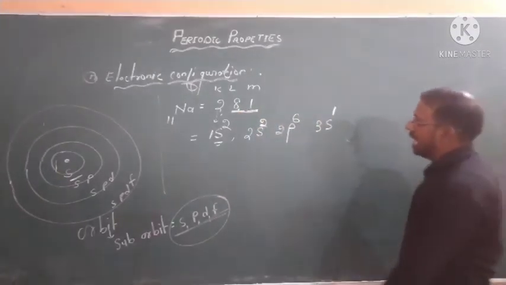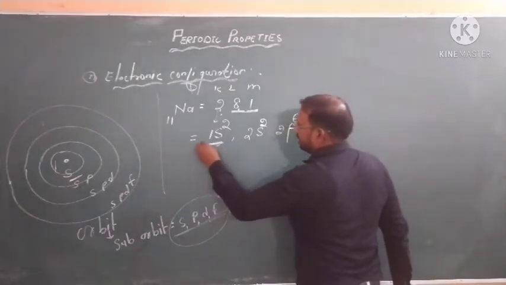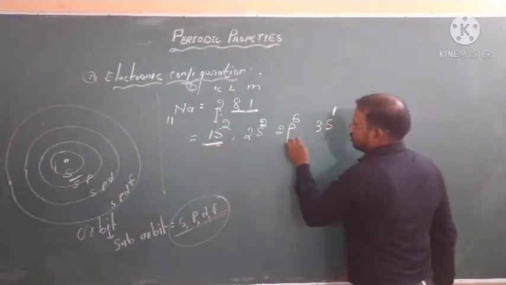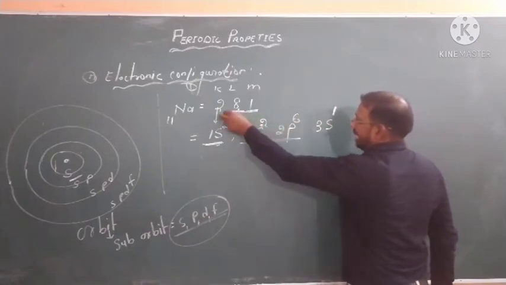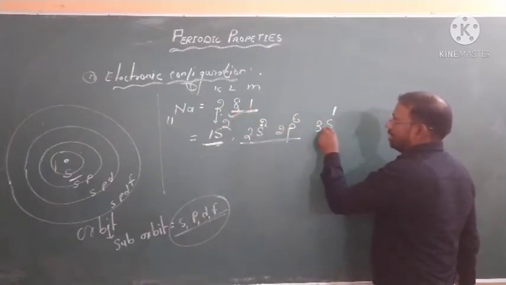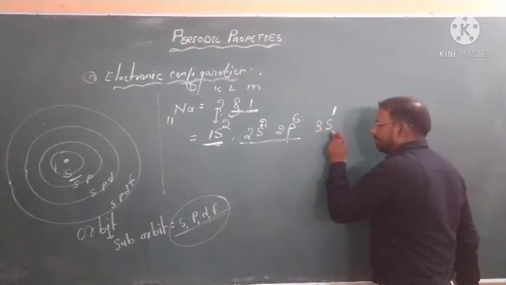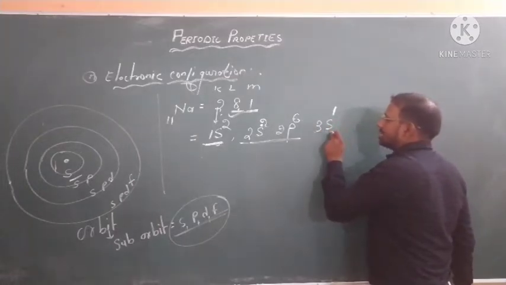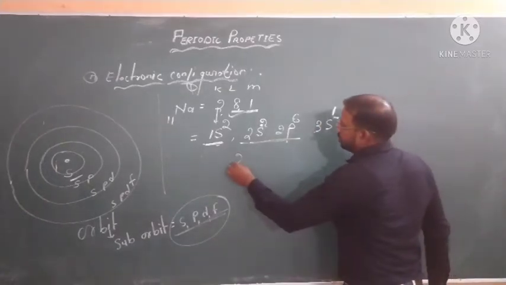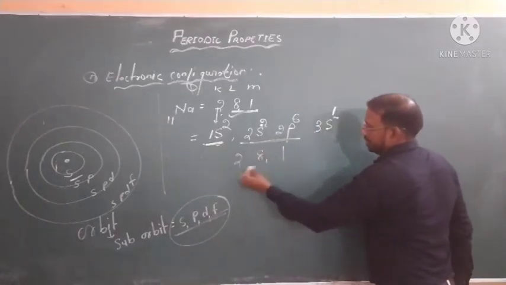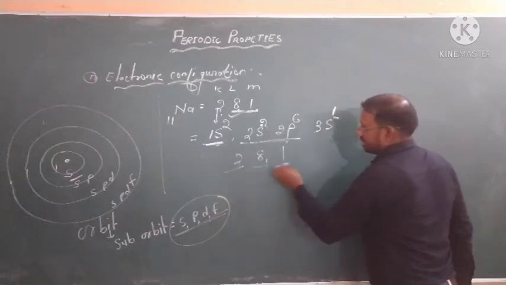And you can see that this is the first cell, you have written 2; these both are the second cell, you have written 2 and 6, 8. And the last one has only 1 electron, it will go in the S subshell and it is written 1. So simply you can write 2, 8, 1. This is the first cell, this is the second cell, this is the third cell.